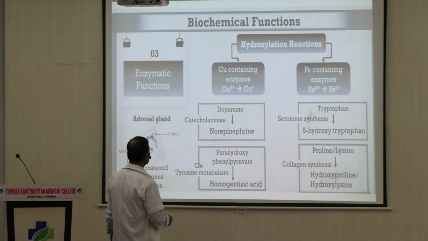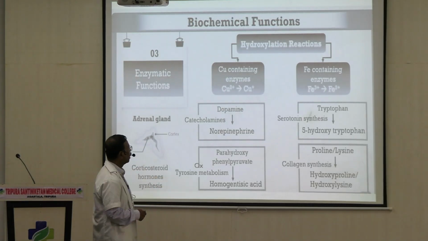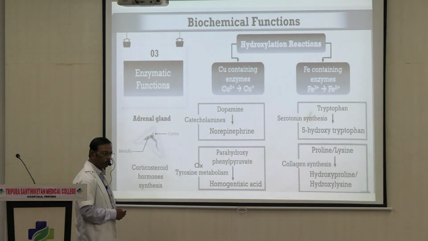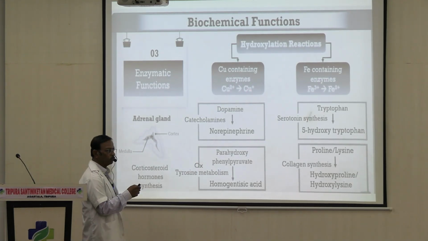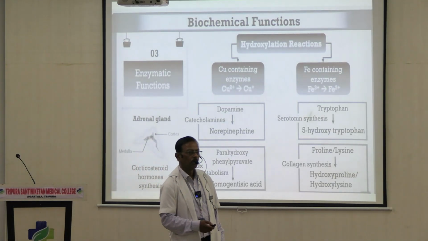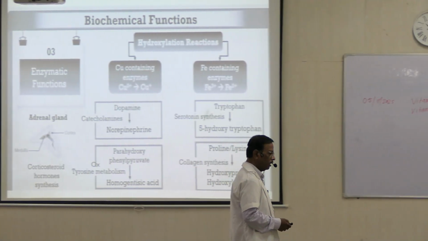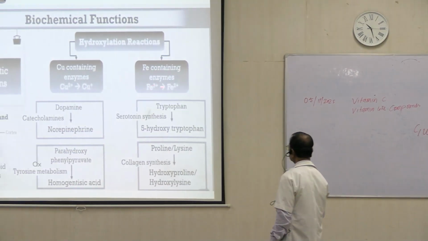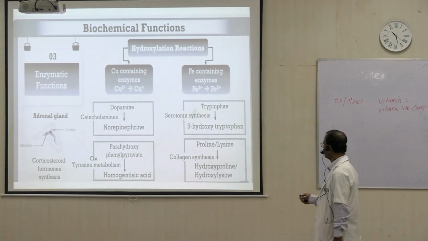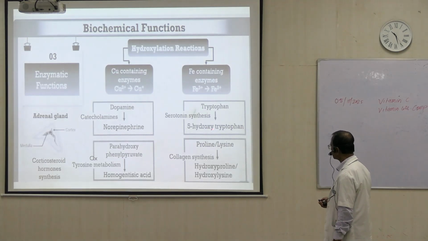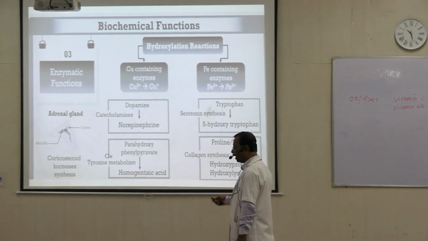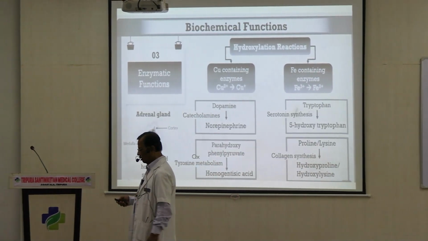In these reactions, the cuprous ion is converted into cupric ion. So vitamin C is required to re-establish the cupric ion to cuprous form, so that the enzyme can further take part in a new reaction. The same thing applies to enzymes containing iron. The explanation is the same. Serotonin synthesis, tryptophan to 5-hydroxytryptophan; collagen synthesis, proline to hydroxyproline. So these are the enzymatic reactions that require vitamin C.